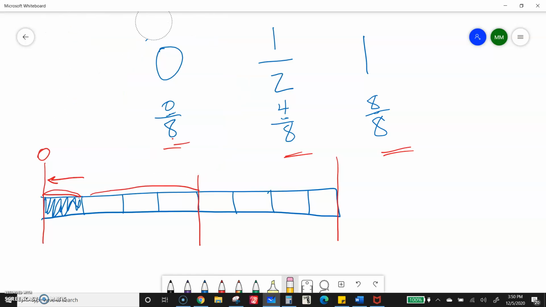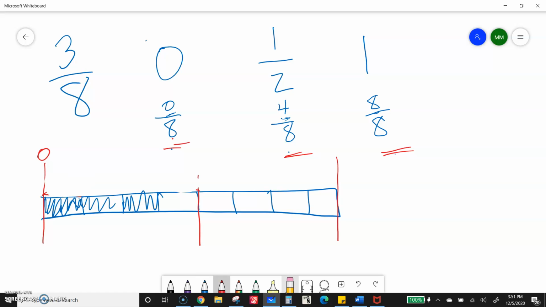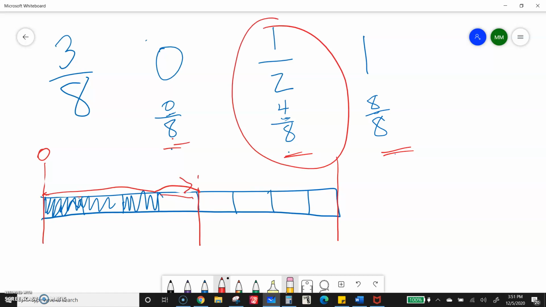So now if I have 3/8, I can think about, okay, I still have 0/8, 4/8, 8/8. Now I'm only 1 away from 4/8. I'm pretty close to 4/8. If I fill in 3, suddenly instead of being closer to 0, now I'm actually pretty close to 1/2. So I would round 3/8 to 1/2 if I was just going to estimate about how big it was.